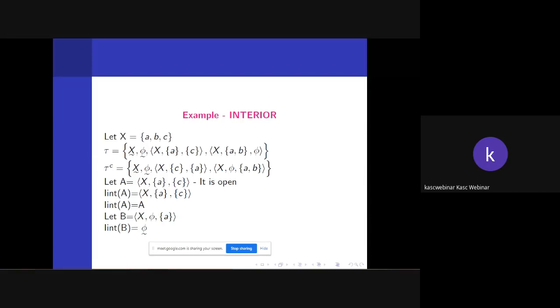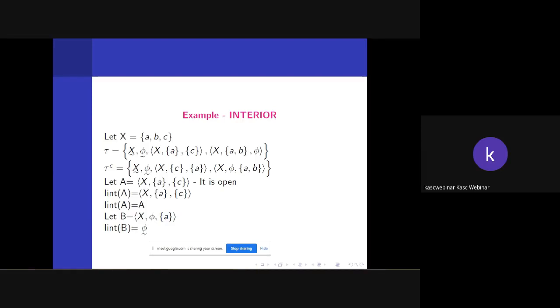So here also, to show that if it is an open set, then the interior of A will also be equal to A, I have put an example. So X, singleton A, singleton C, it is open. So it is an element of tau. So while taking the interior, it is equal. So X, singleton A and singleton C, while taking the interior, you get it is also equal.